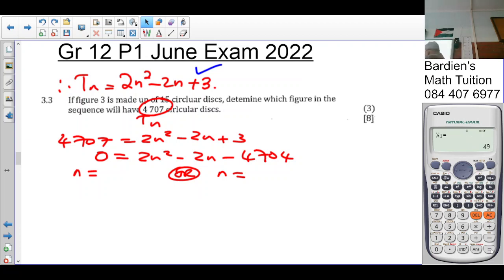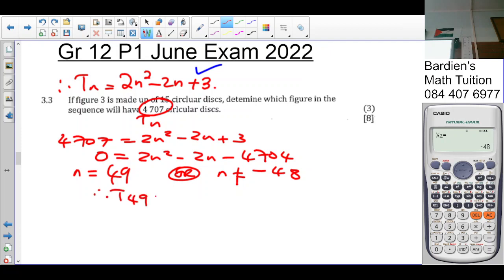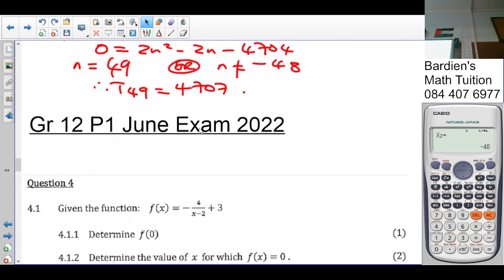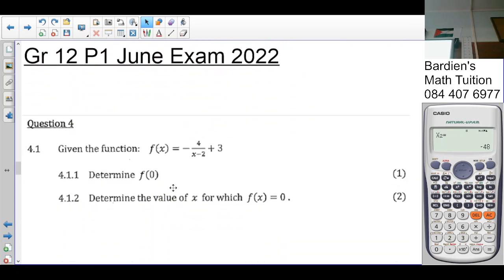So it gives you 49 or negative 48. Of course, it can't be that one. Therefore, there's going to be term 49. Term 49 is equal to 4707. Or figure 49 will have 4,707 circular discs used to construct that figure.